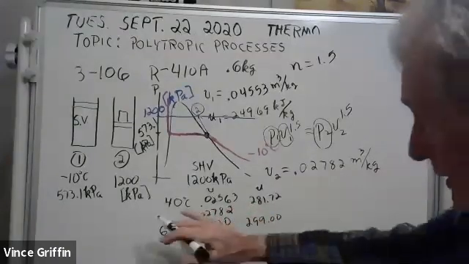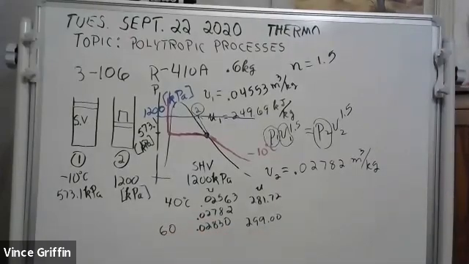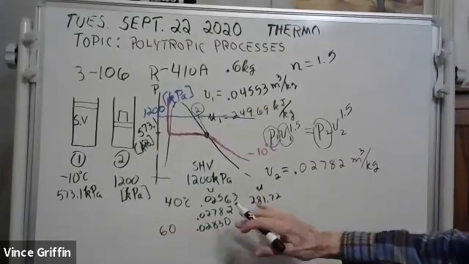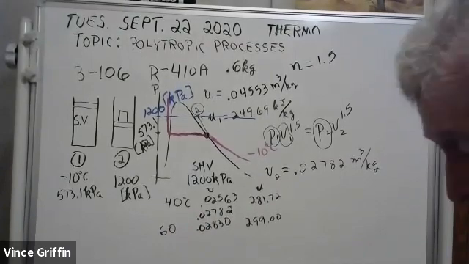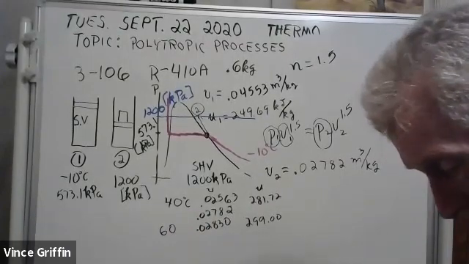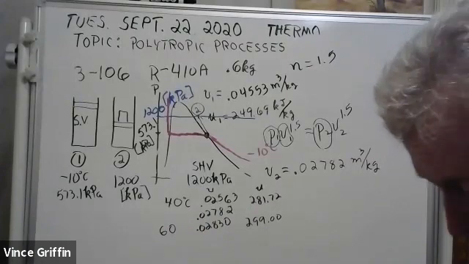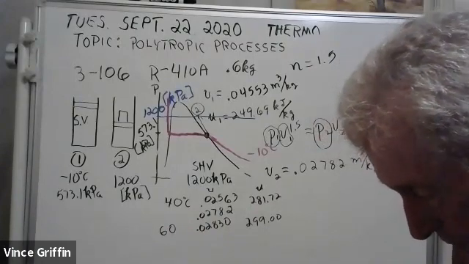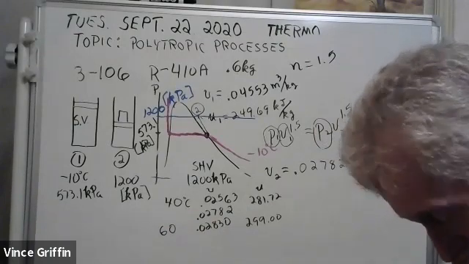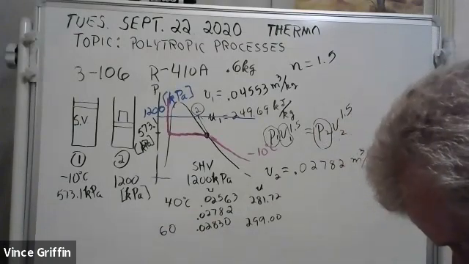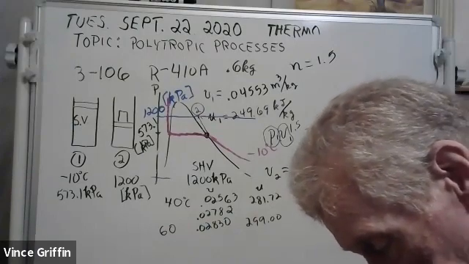0.02782. And we can get the temperature. And we can get the specific internal energy. Now, what did they want us to get? I got lost here. Let me go back and see what they wanted. We're doing 3106. And find the final temperature.